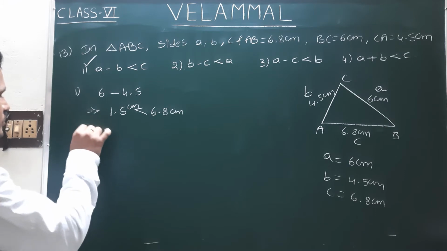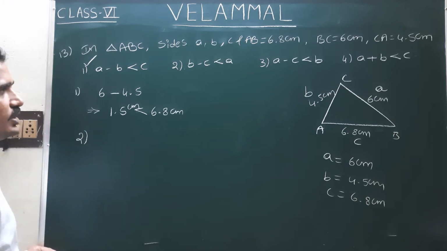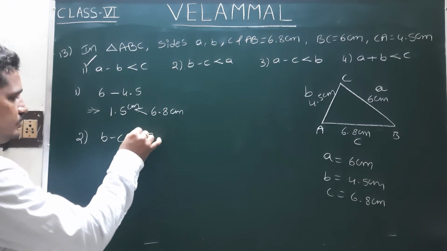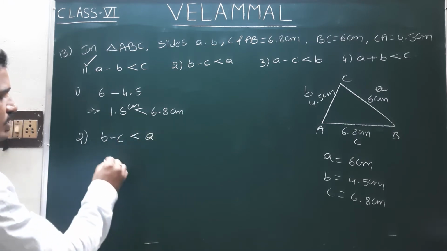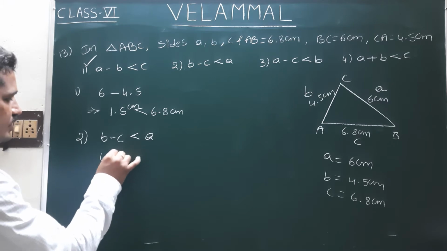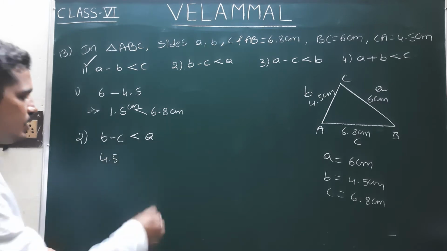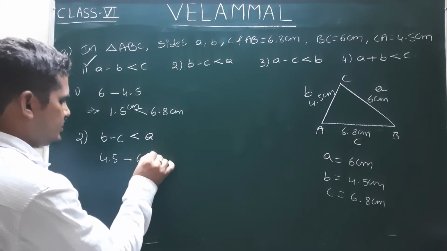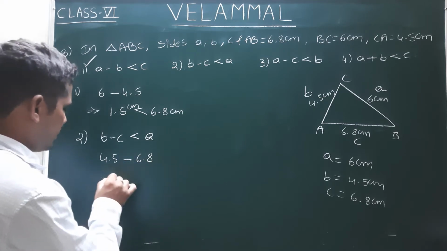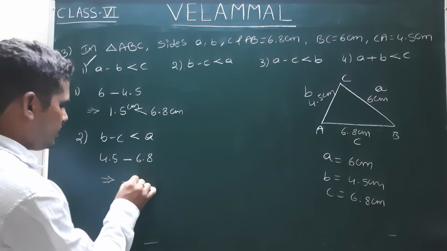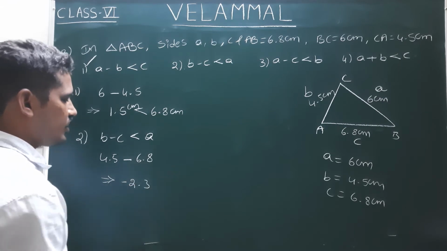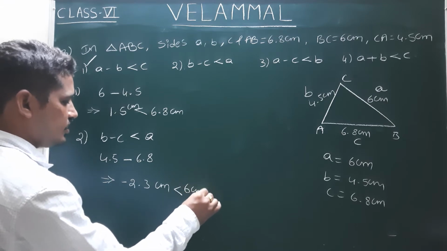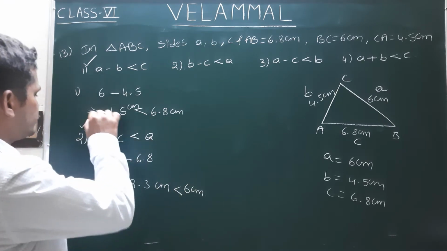Next, if we consider the second option, b minus c is less than a. Now substitute the b value, 4.5 centimeter, minus the c value, 6.8 centimeter. Then we get minus 2.3 centimeter. This is less than 6 centimeter, so it is a true statement again.